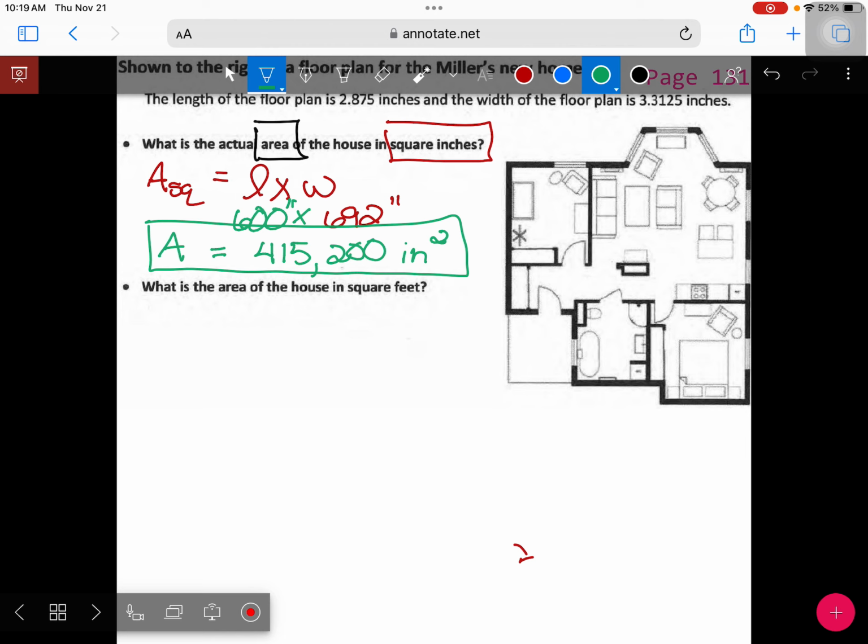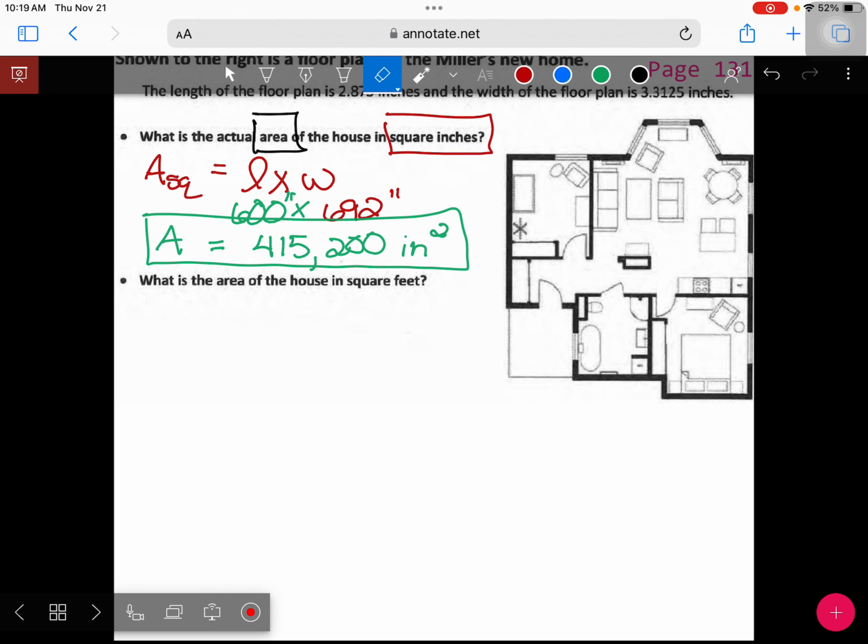On that page? Okay. The final question of this exercise says, what is the area of the house in square feet? What is the area of the house in square feet? We have it in square inches right now. What is the area of the house in square feet?